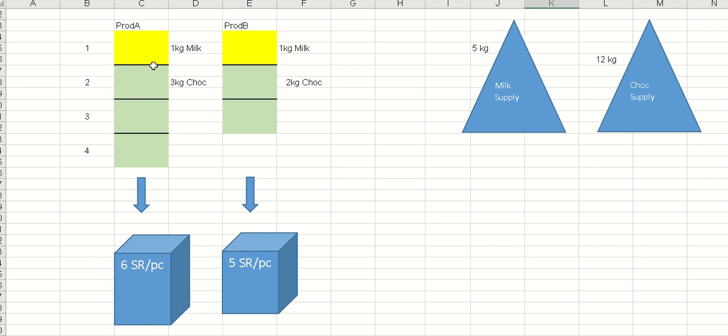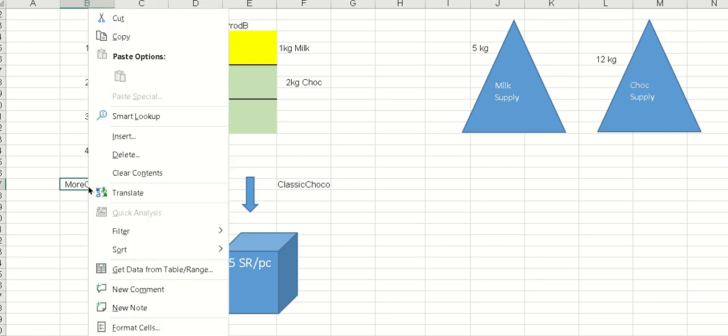for one piece of product A, I need 1 kilogram of milk and 3 kilograms of chocolate. And for product B, I need 1 kilogram of milk and 2 kilograms of chocolate. So product A is the more choco, right? We can call this more choco, and this is the classic choco. You can call it that way, to have a nice name for it.